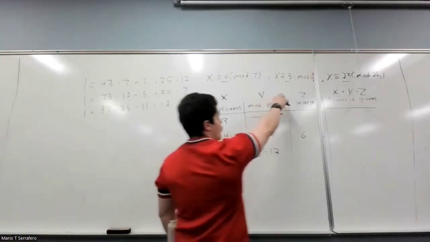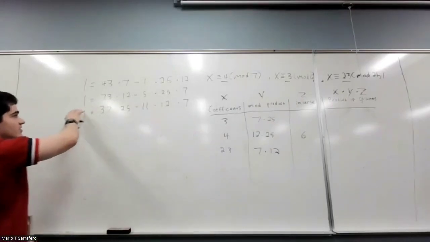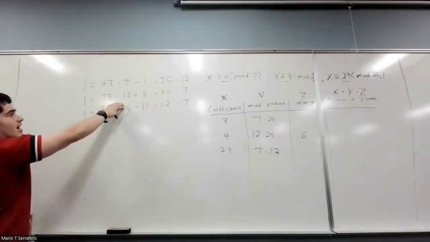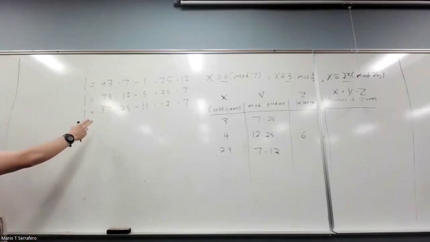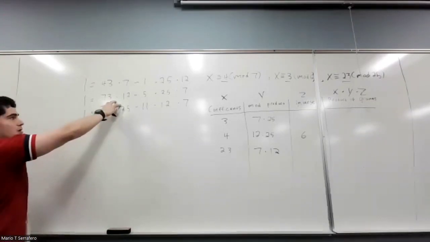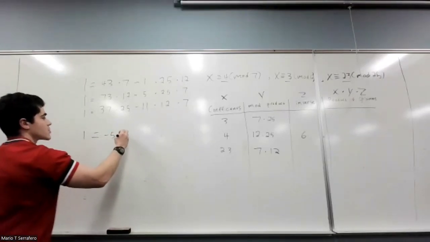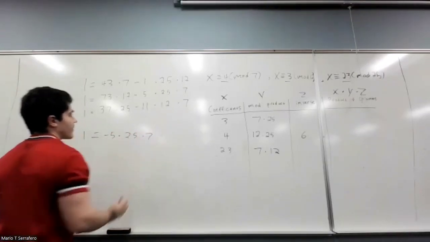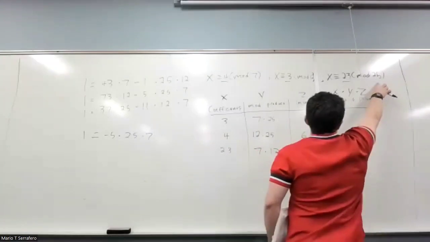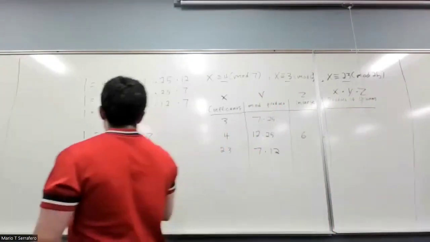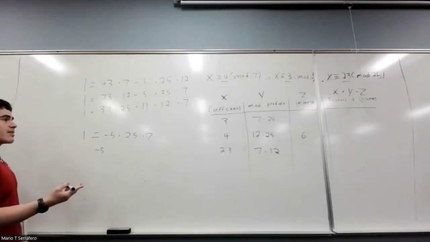Okay, so now we have 3 mod 12. From here, we can see that the second row is 73 times 12. Again, we can apply the same principle. A product of 12, if we do modulus 12 on that, this becomes 0. So what we can do is 1 is equal to -5 times 25 times 7. Again, these numbers are familiar, 25 and 7. So now the inverse is -5.